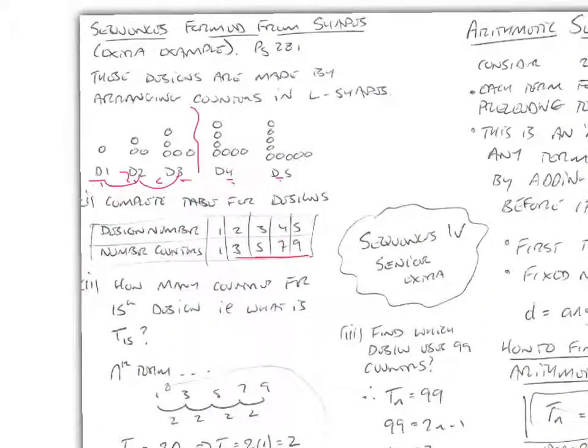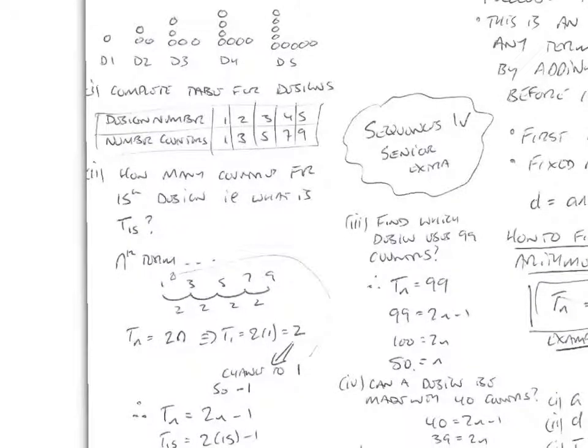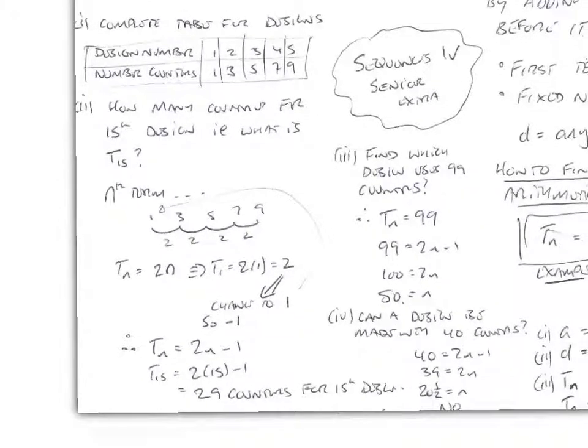Okay, so we're asked then how many counters for the 15th design. So when n is 15, how many counters? What's the value of the term? Okay, t15. So the way to approach this is we need to generate the nth term rule for that sequence. Okay, so how do we do that?